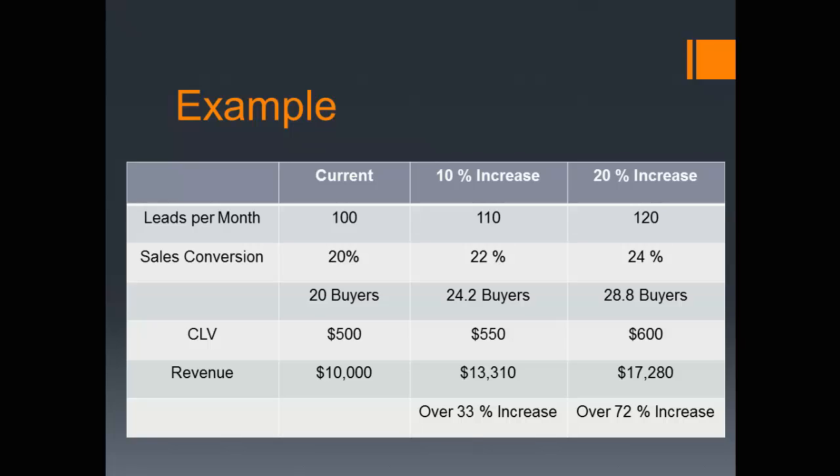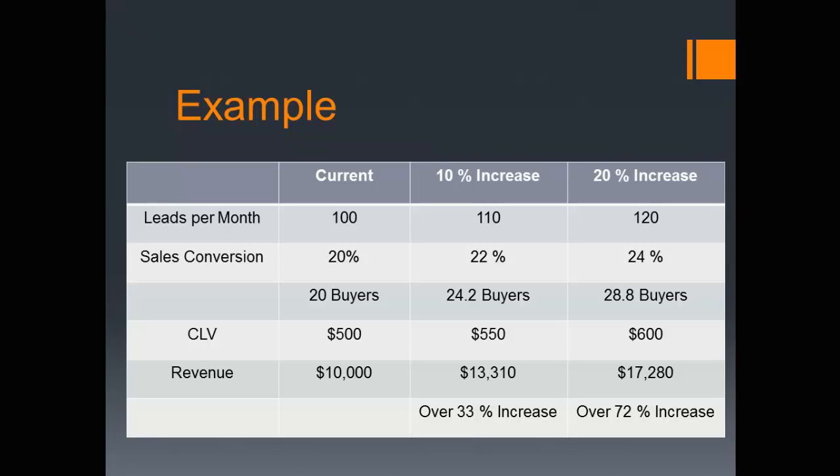So again, a 10% increase in leads, a 10% increase in sales conversion, and a 10% increase in client lifetime value, and you get over a 33% increase to your bottom line. That's an increase from $10,000 to $13,310. This is a huge increase to a small business, considering it's not going to cost them very much to make these changes, and it's not going to use up much of their time either.